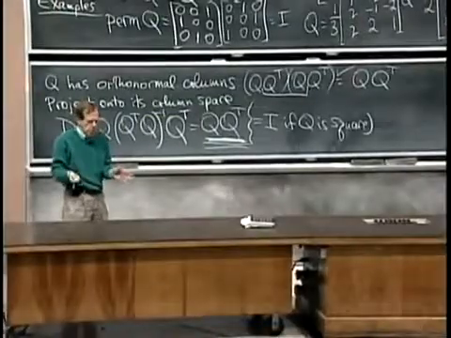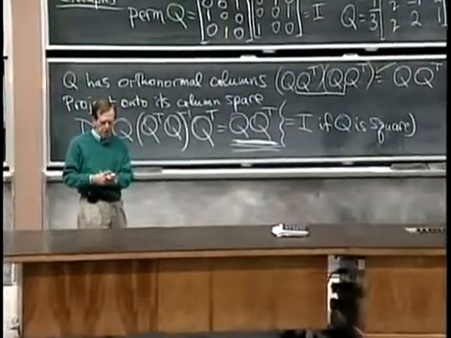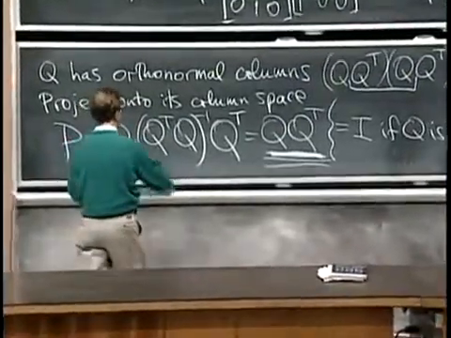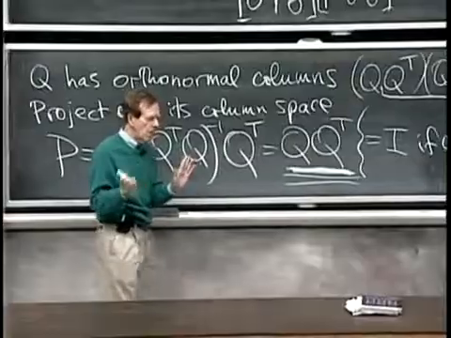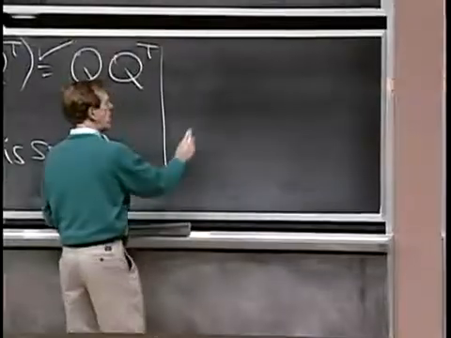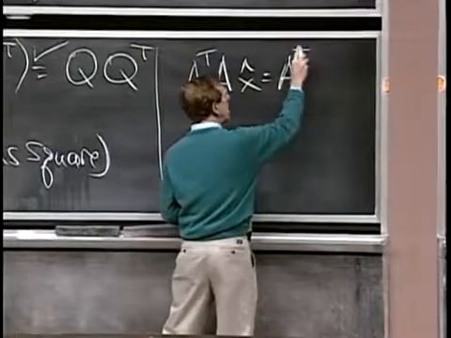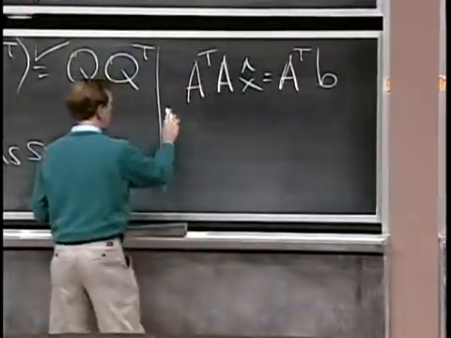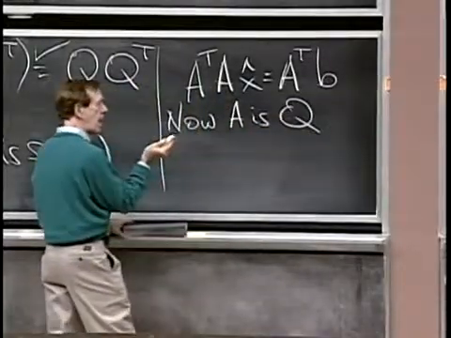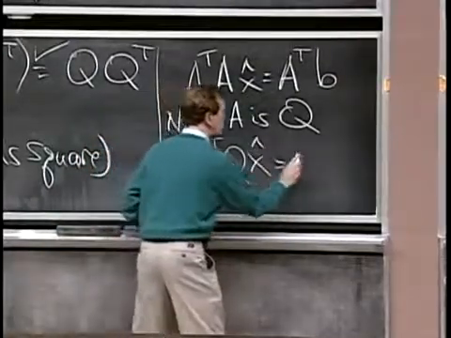All the messy equations of this chapter become trivial when we have this orthonormal basis. I mean, what do I mean by all the equations? Well, the most important equation was the normal equation. You remember old A transpose A x hat equals A transpose B? But now A is Q. Now I'm thinking I have Q transpose Q x hat equals Q transpose B.